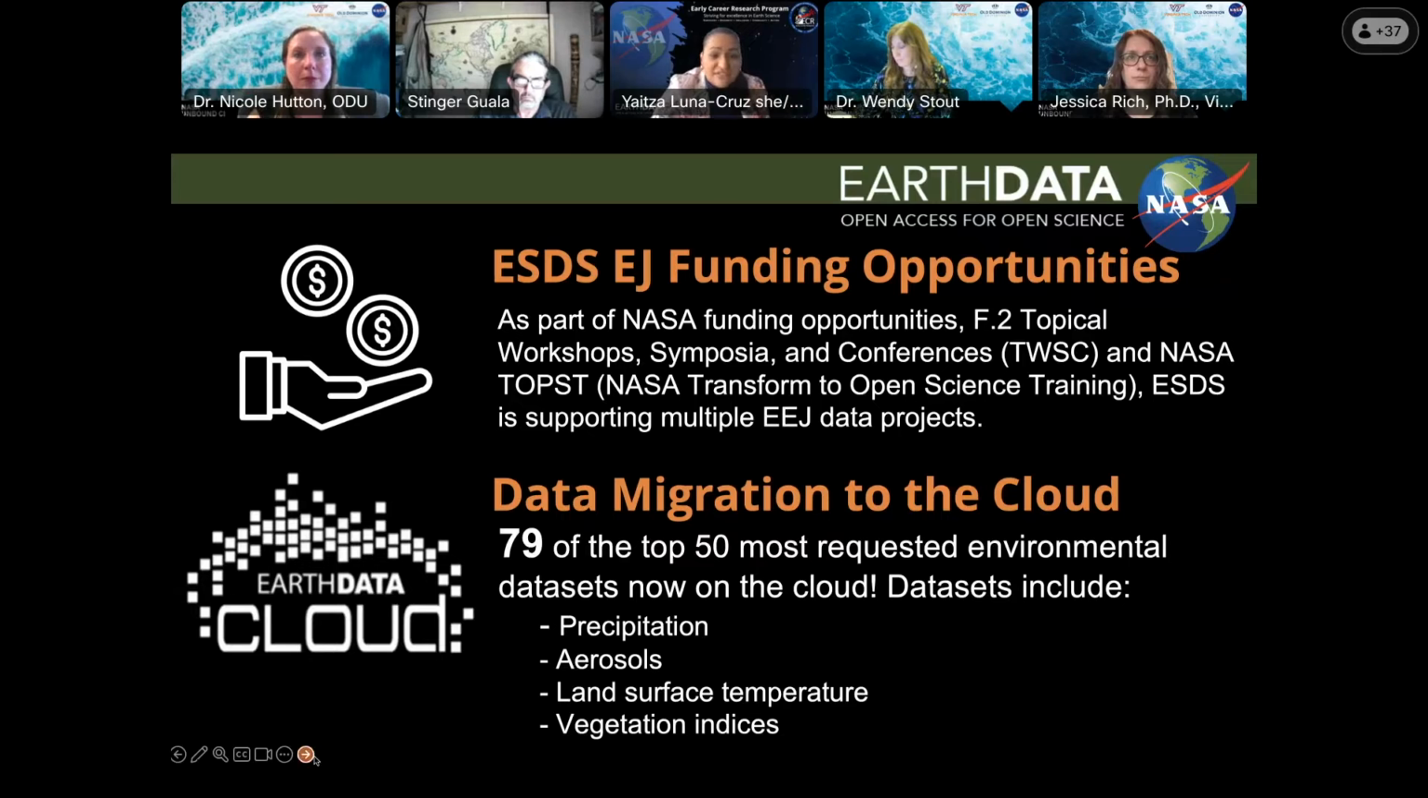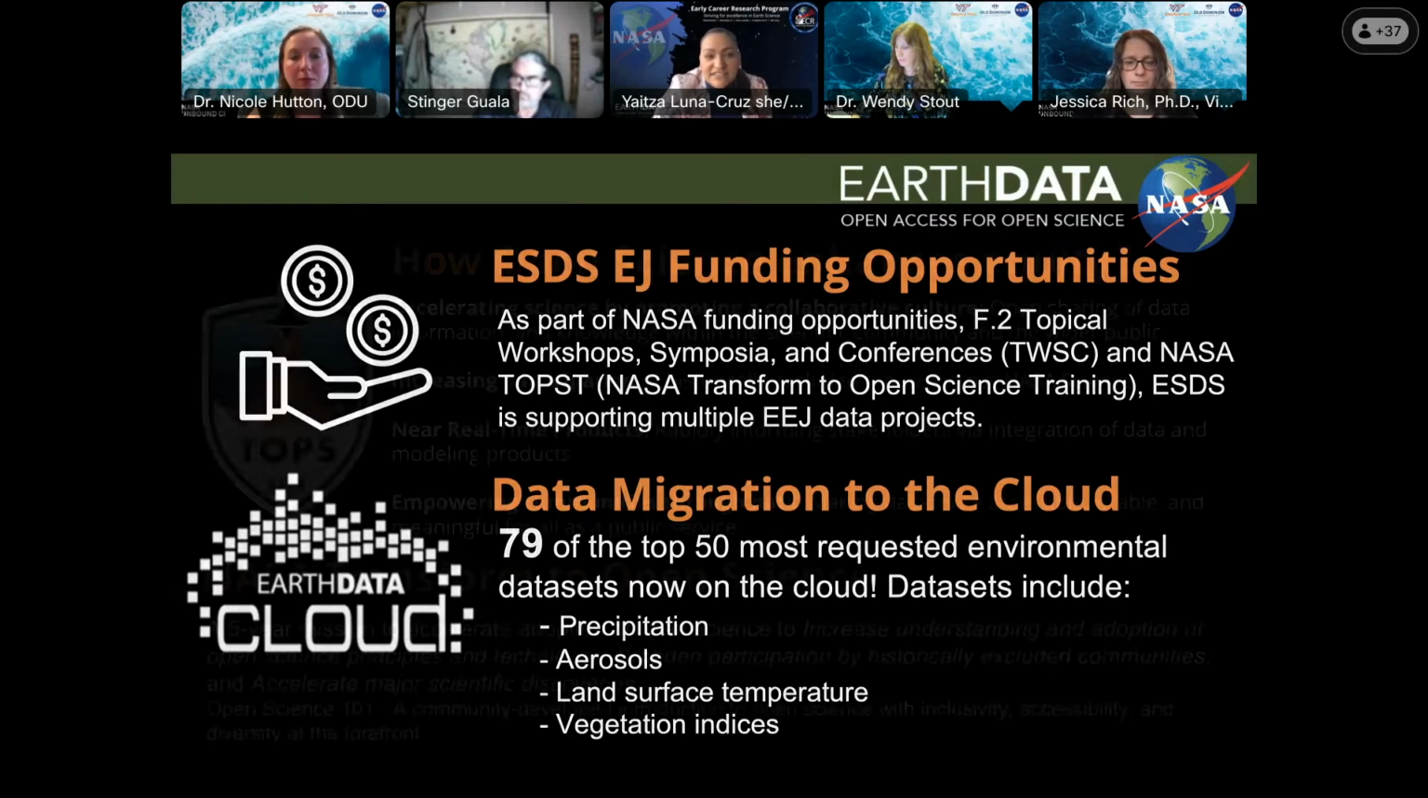We also have the data migration to the cloud. This is part of the Open Source Science Initiative, and it made it into the NASA Equity Action Plan. And we set a goal for 2022 to have the 50 most requested environmental data sets transition to the cloud. We are happy to report that we exceeded our expectations. We have around 79 data sets now in the cloud that are related to environmental issues, and the data includes precipitation, aerosol, land surface temperature, vegetation index, etc.